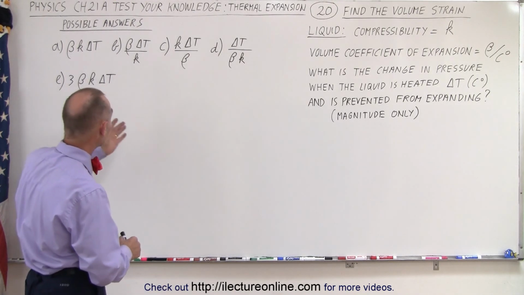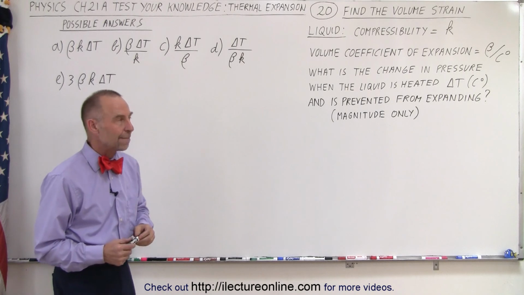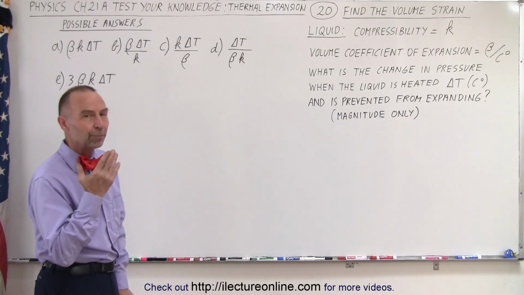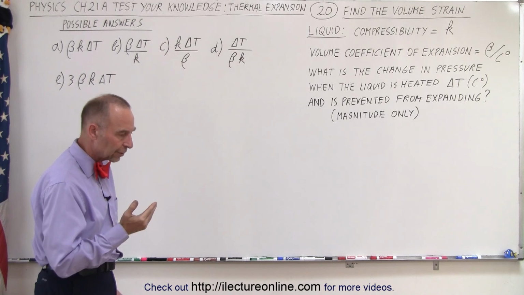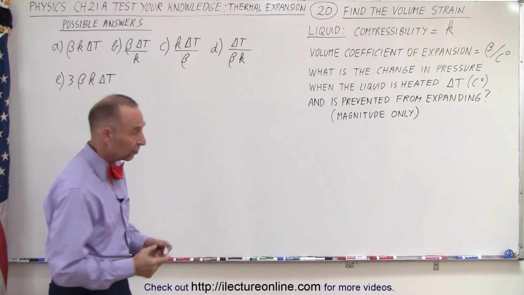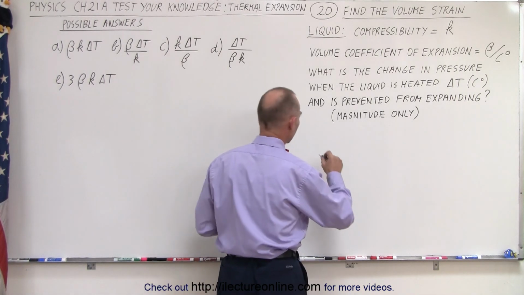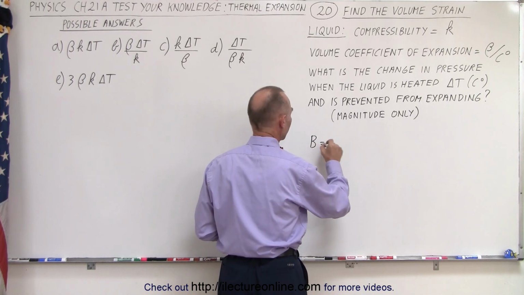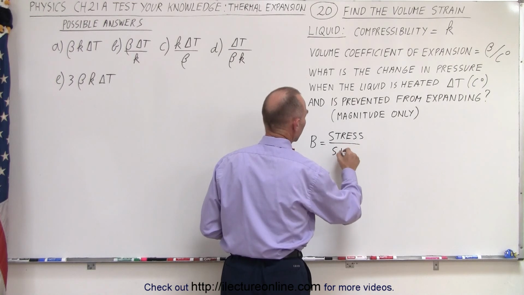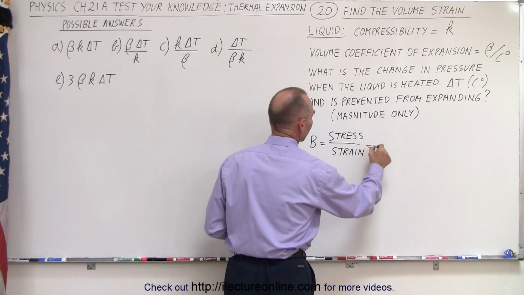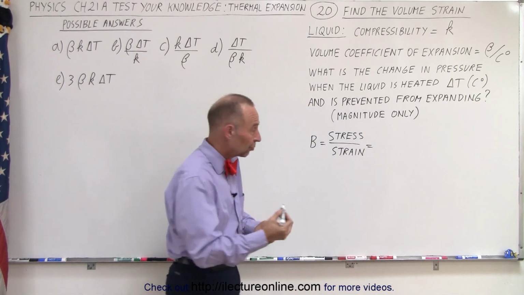And here are the possible answers. Which one will it be? So they're asking for pressure. Now pressure is force per unit area. It's also stress. Because remember, when we have the bulk modulus, that is by definition equal to the stress divided by the strain. And the stress essentially inside the liquid is the pressure inside the liquid.